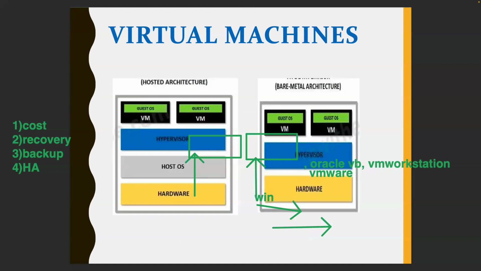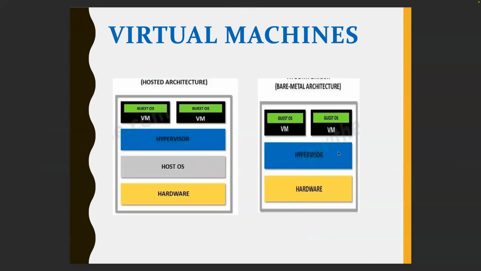In a similar way, companies can have this type of bare metal architecture. Hosted architecture is what I explained just now, which is for your personal usage. Bare metal architecture is what we use in organizations, in the professional space, right? They'll have huge hardware, and directly above that they can put the hypervisor. They don't need an OS like this. The best example of a hypervisor for this bare metal architecture is ESXi.